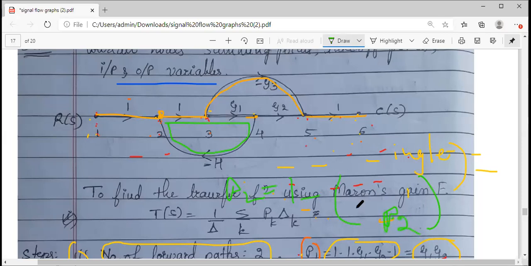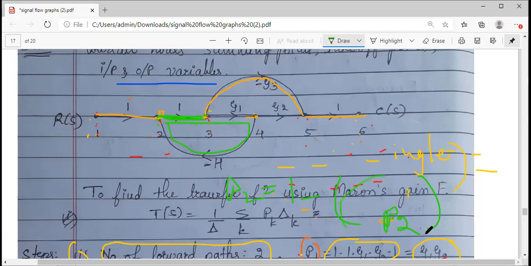the second forward path. So is the loop touching the forward path or not? Yes, it is touching. You can just check between the 2 to 3 branch. This path here is a common path for both this forward path as well as the loop. Here they are touching between 2 to 3.